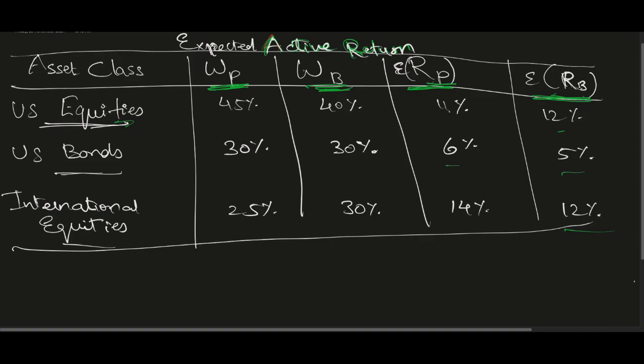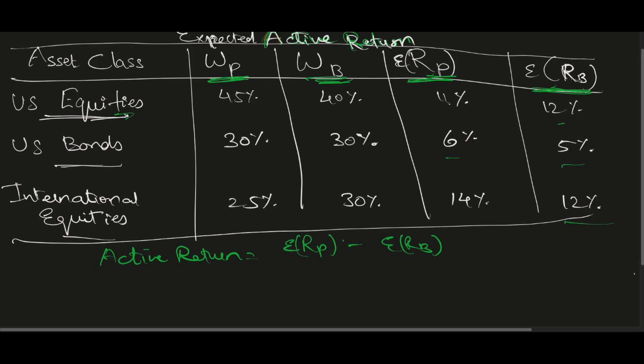Now, what do you mean by active return? First of all, active return is the difference between the return of the portfolio and the return of the benchmark. So over here, active return, I can say, is the difference between the expected return of the portfolio minus expected return of the benchmark. So how do I calculate expected return now? So the expected return of the portfolio is, this is the return of the portfolio and this is the weight of the portfolio.